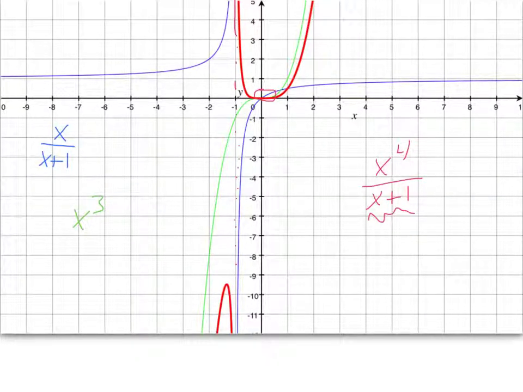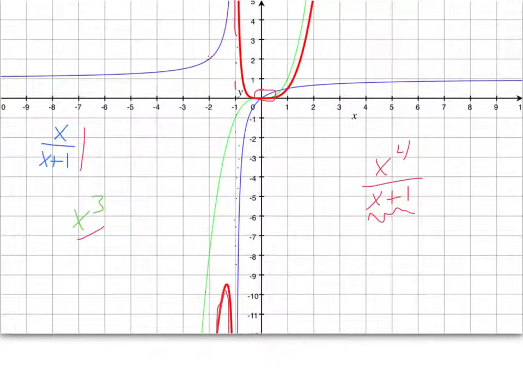Right? Because anything close to 0 to a larger power gets closer to 0. Okay. Down here, the x cubed is a large negative number. X over x plus 1 is a large positive number, and so a large negative times a positive is a negative, and so we get this thing that's down here.